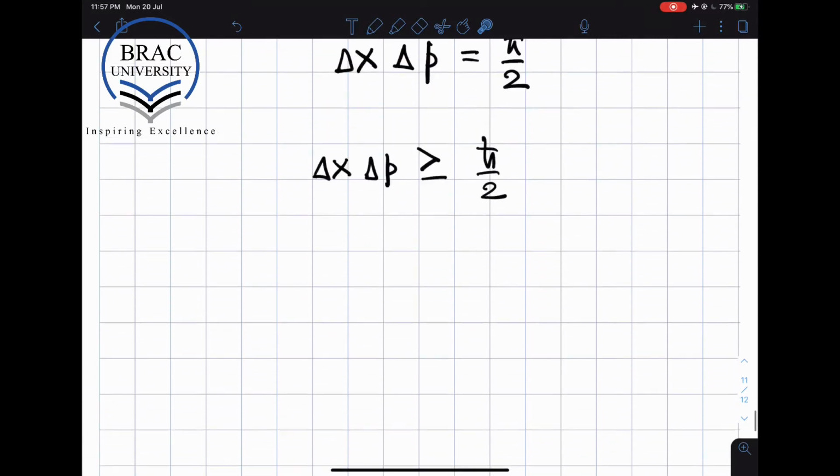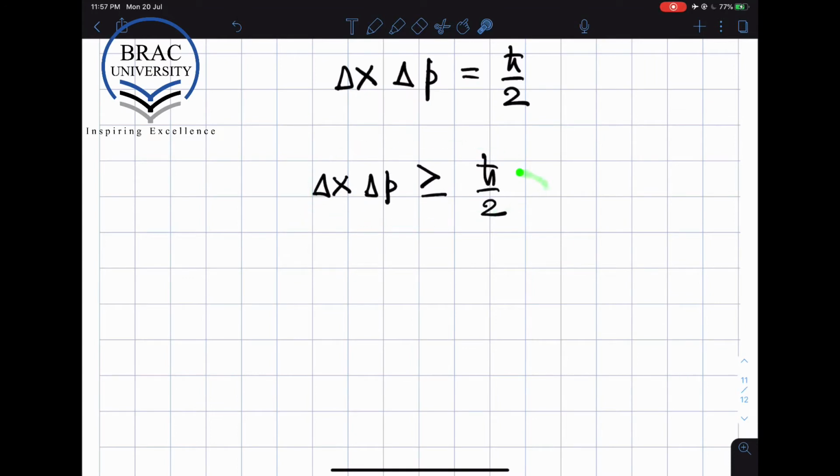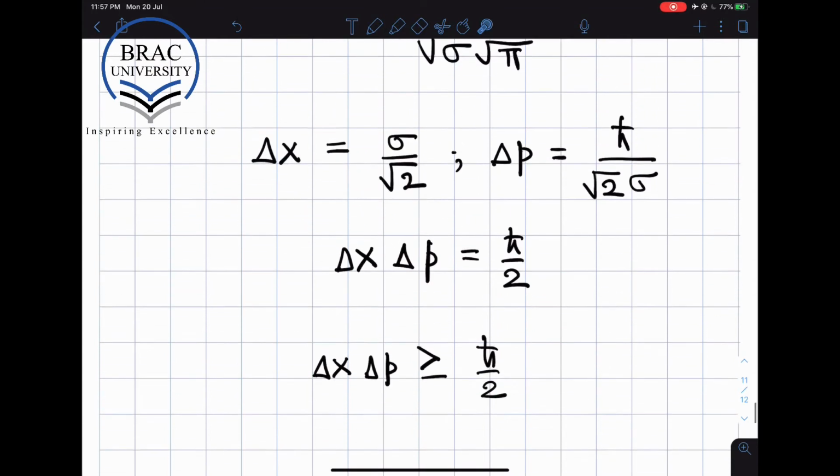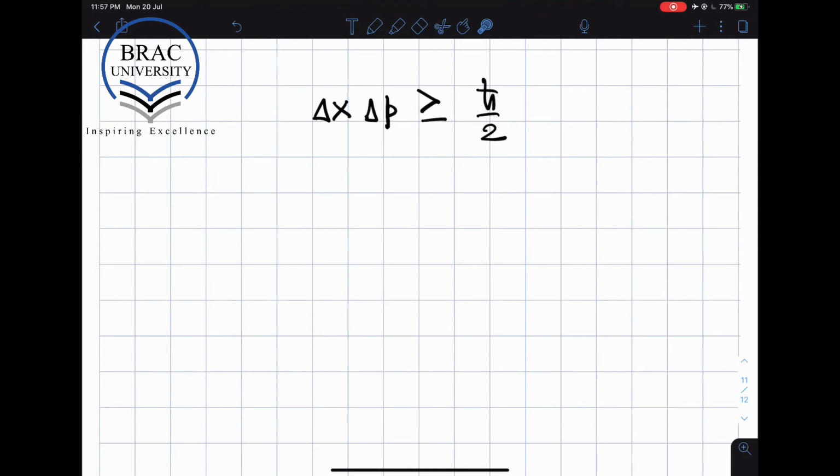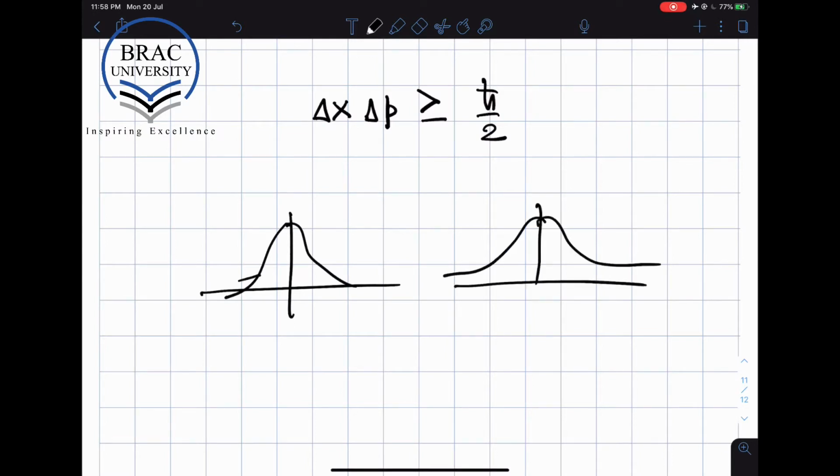So we already saw what this kind of means. It means that if I take the Fourier transform of the Gaussian, the Gaussian looks something like this, and the Fourier transform of the Gaussian will also be a Gaussian. And then the spread delta x and the spread delta p, the product of that remains a constant. So if my Gaussian in position space is very tight, it's going to be very broad in momentum space and vice versa.